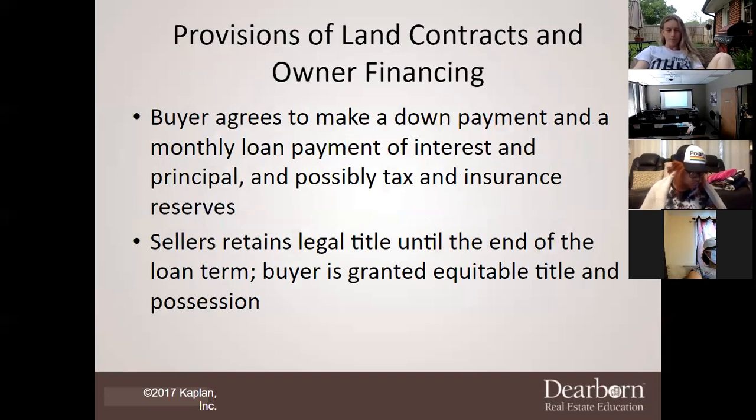Provisions of land contracts and owner financing. So a buyer agrees to make a down payment and a monthly loan payment of interest, principal, possibly taxes and insurance. That's the PITI that we talked about: principal, interest, taxes, insurance. And the seller retains legal title until the end of the loan term. The buyer is granted equitable title and possession, but they don't have legal title. Legal title is when you get it, when you pay off the loan.